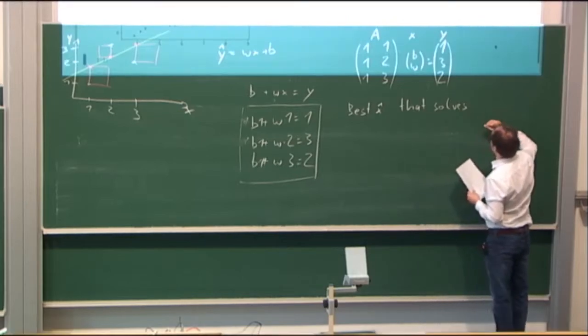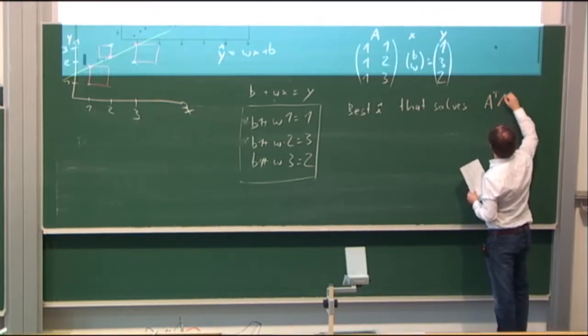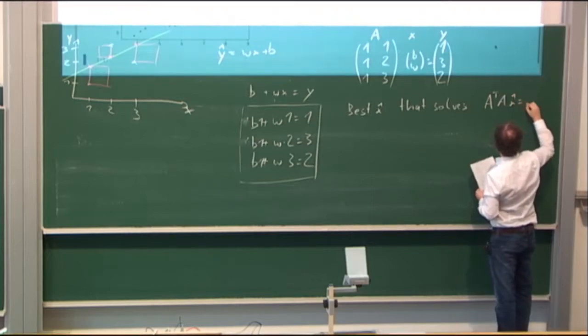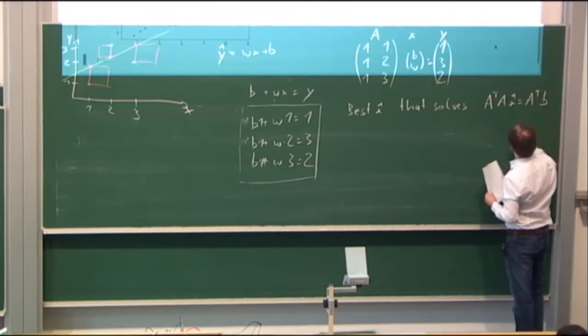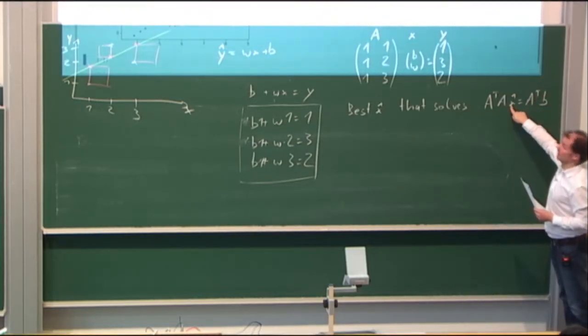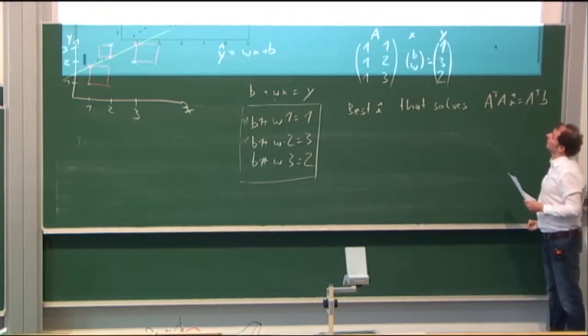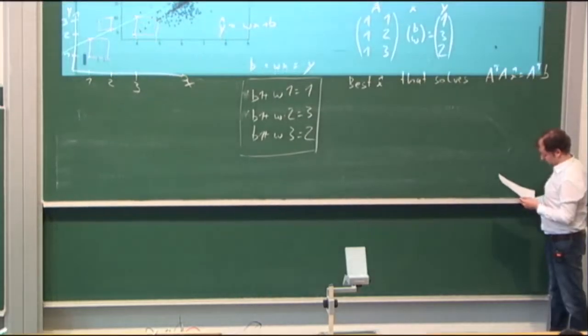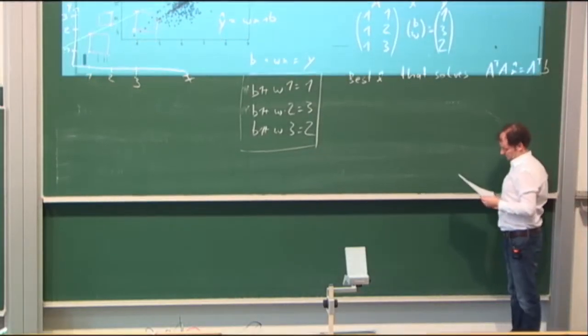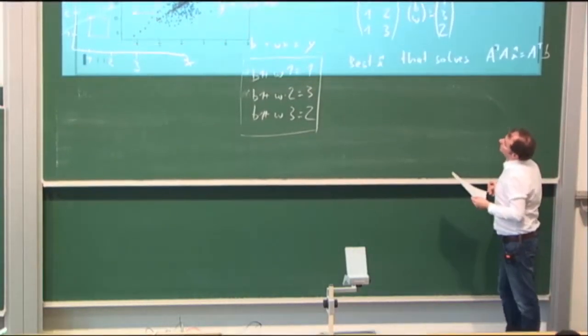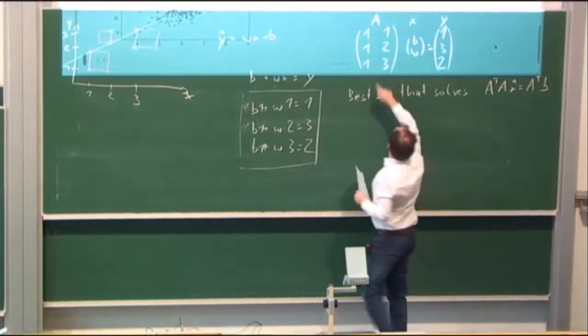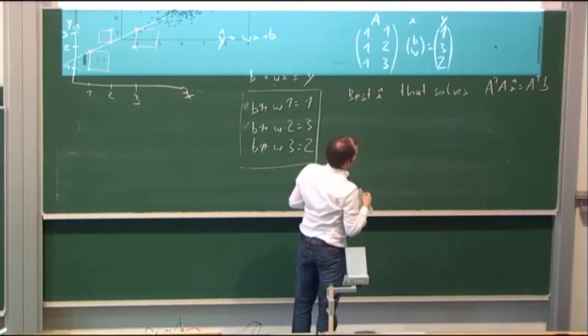We find an x hat that solves A transpose A, x hat equals A transpose B. And this will actually be the best x hat, the best B and W that we can find. Okay, so this is A. So we first have to calculate A transpose A.